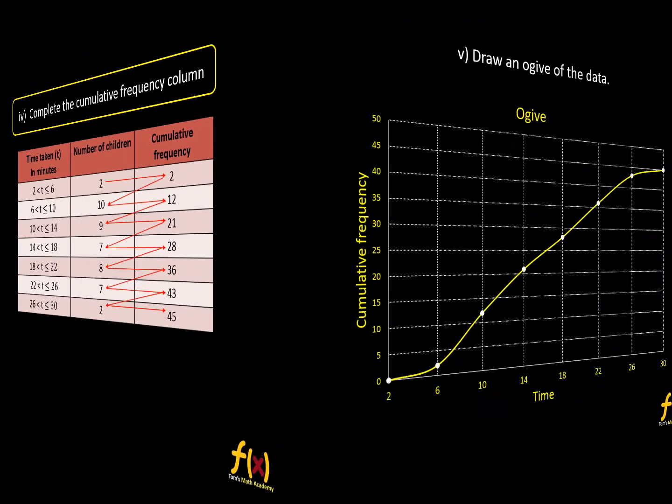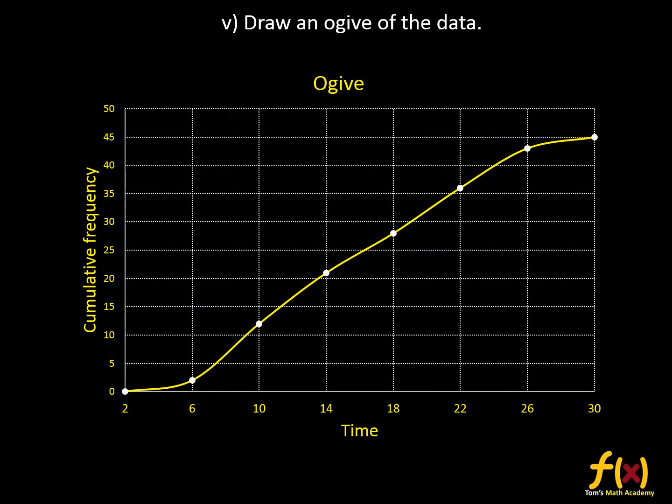Now draw an ogive. Here is the ogive. So we get a beautiful ogive. Grounding the curve is important. Use the upper limit on the x-axis. Okay, those are the important points.